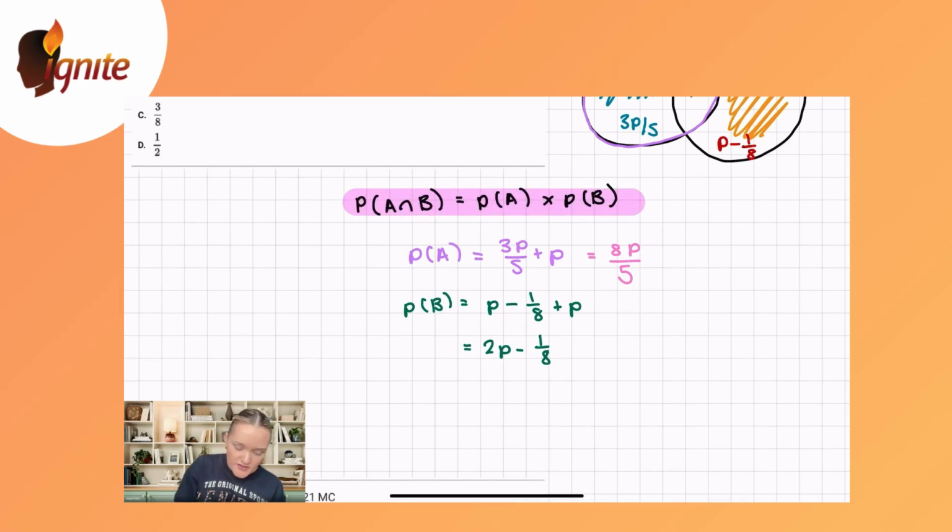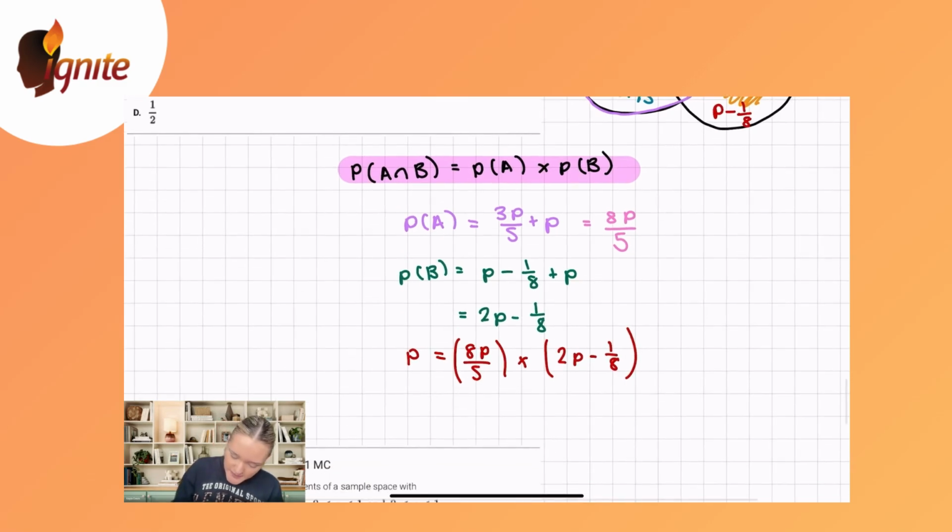All right, what we can do now is use our independent events formula at the top here. So we have the probability of A and B, which we said was P, is going to equal 8P on 5 times 2P minus 1 on 8. So notice I'm putting these in brackets because my second term has two terms I need to include. So I will be using a little bit of FOIL here.